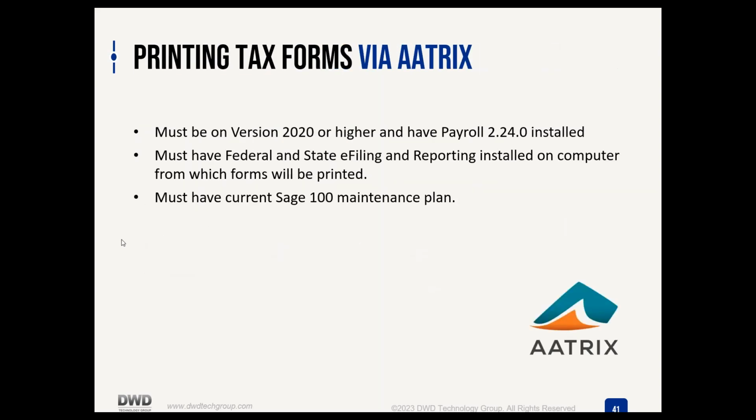Speaking of Atrix, again, this is the reminder, and I told you I was going to hammer on this quite a bit here this afternoon. You do need to be on version 2020 or higher, and you need to have payroll 2.24 installed. You must have the program federal and state e-filing and reporting installed on the computer from which the forms will be printed. This program is a local installation. It works in tandem with Sage 100, but if you get a new computer, we have to remember to reinstall federal and state because it does not install as part of the Sage client. And then, of course, we have to have a current Sage 100 maintenance plan. Your payroll has to be kept up to date.